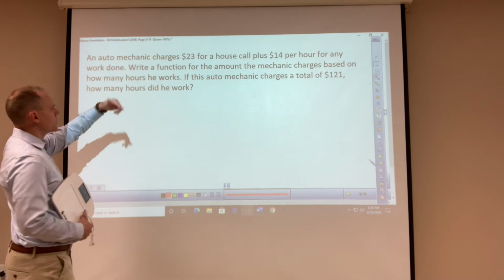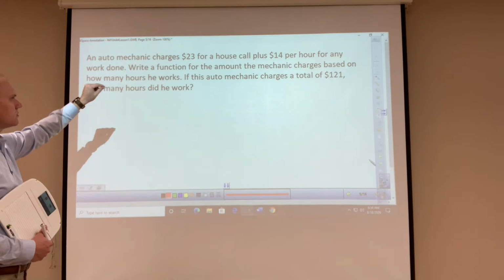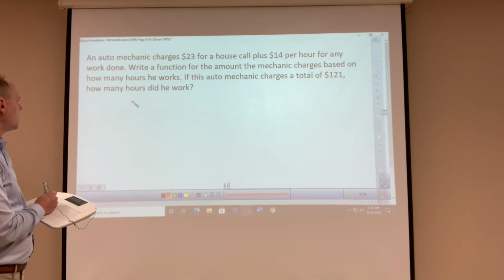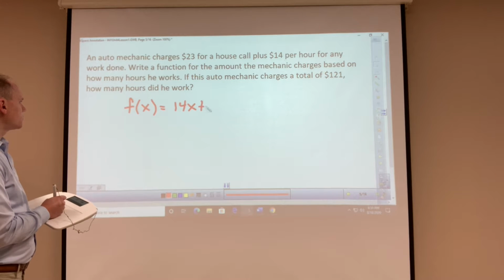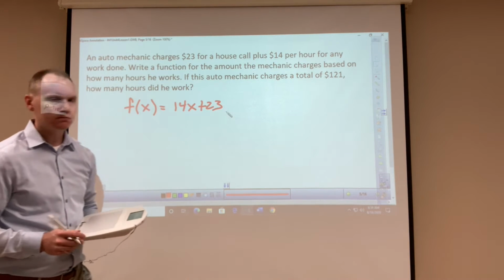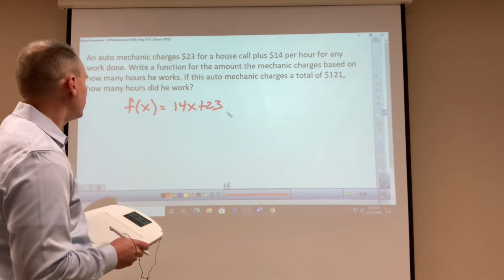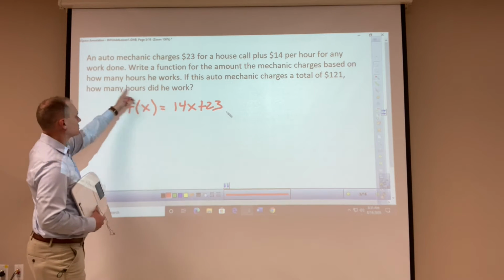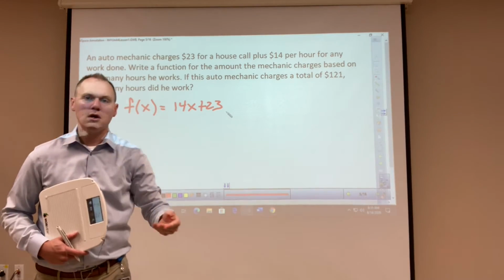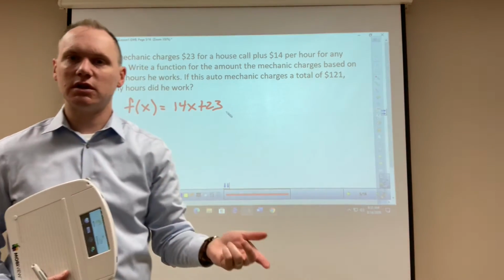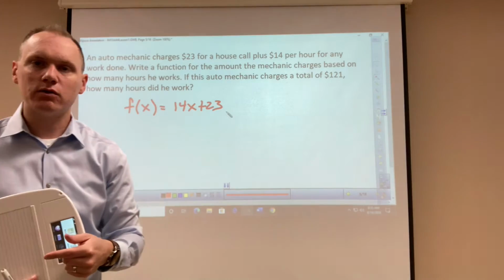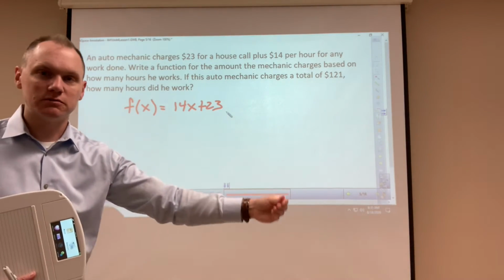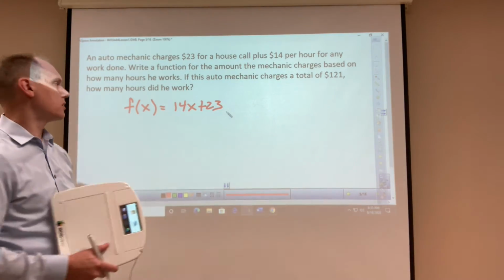It said the mechanic charges $23 for a house call, $14 per hour. Write a function, which we already have done. So f of x equals 14x plus 23 was the function that we wrote. If this auto mechanic charges a total of $121, how many hours did he work? So now we're going backwards. We're not saying how much does he charge given the number of hours. Now we're saying he made this much. How many hours did he work?